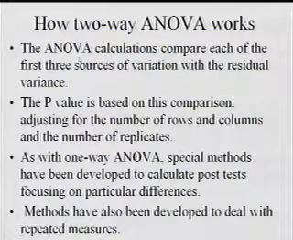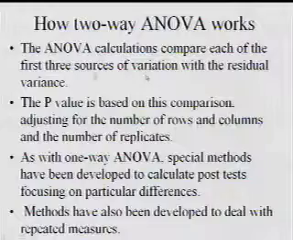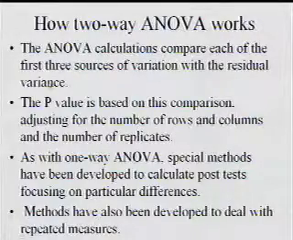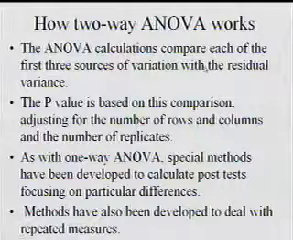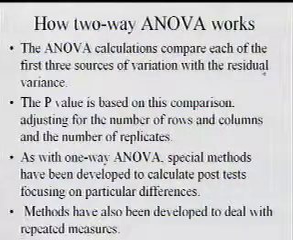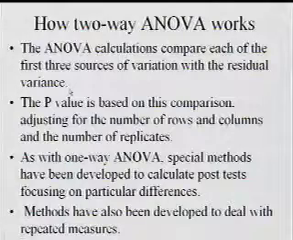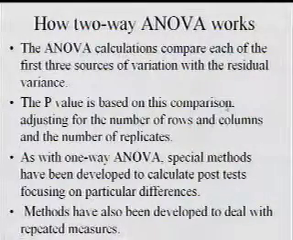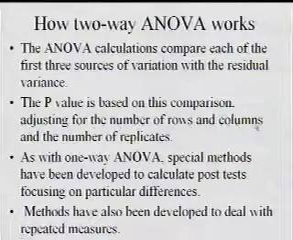The ANOVA calculations compare each of the first three sources of variance with the residual variance. So the p-value, and that's why you report the degrees of freedom for that test factor or interaction with the residual degrees of freedom for the residual variance. The p-value is based on this comparison, adjusting for the number of rows and columns and the number of replicates.